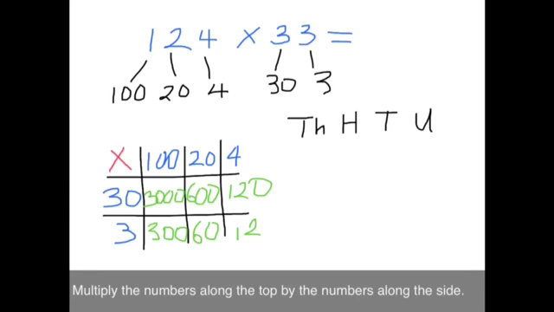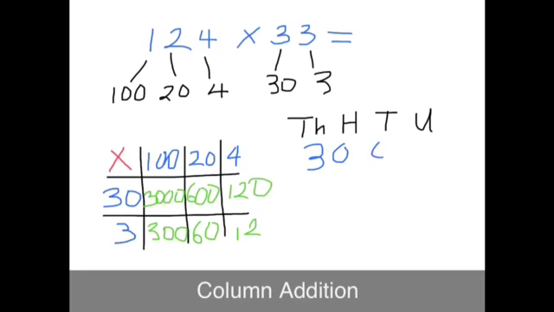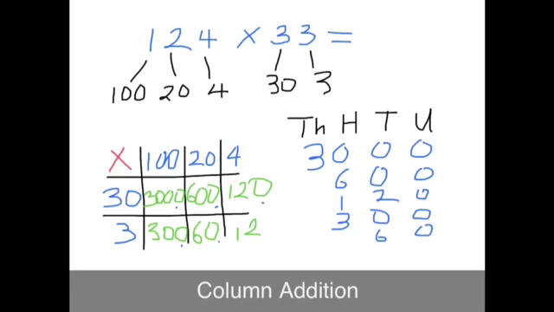Just like before, use column addition to add your answers together. Carefully add your answers together to get a total. So you have a final answer of 4,092.